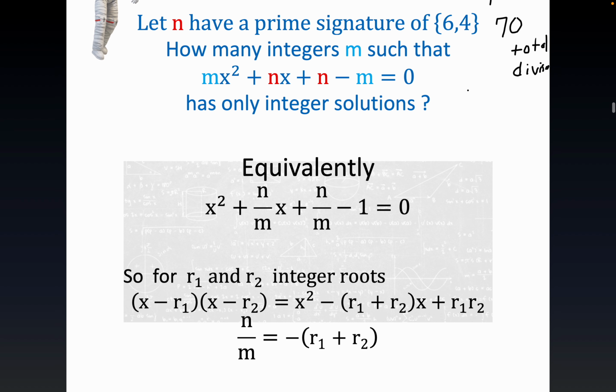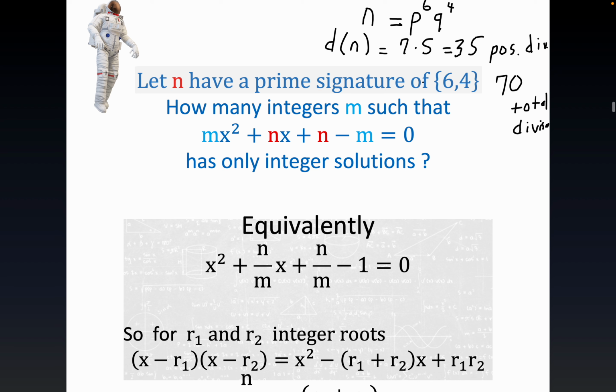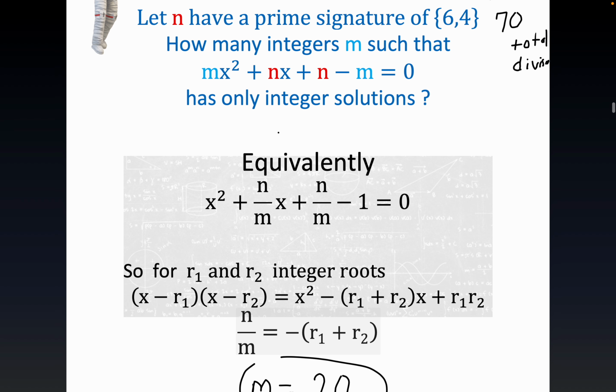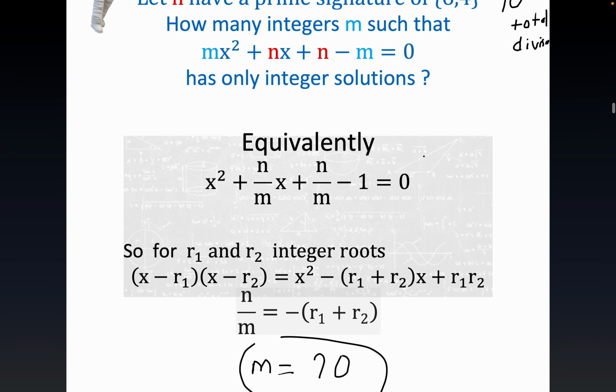It's known that n has 70 total divisors, right? Because it has this prime signature. So if n has 70 total divisors, that means that m is equal to 70. Pretty nice, I think. Okay, m equals 70. Was that the question? Yeah. How many integers m? Okay, so saying m equals 70 is dubious.